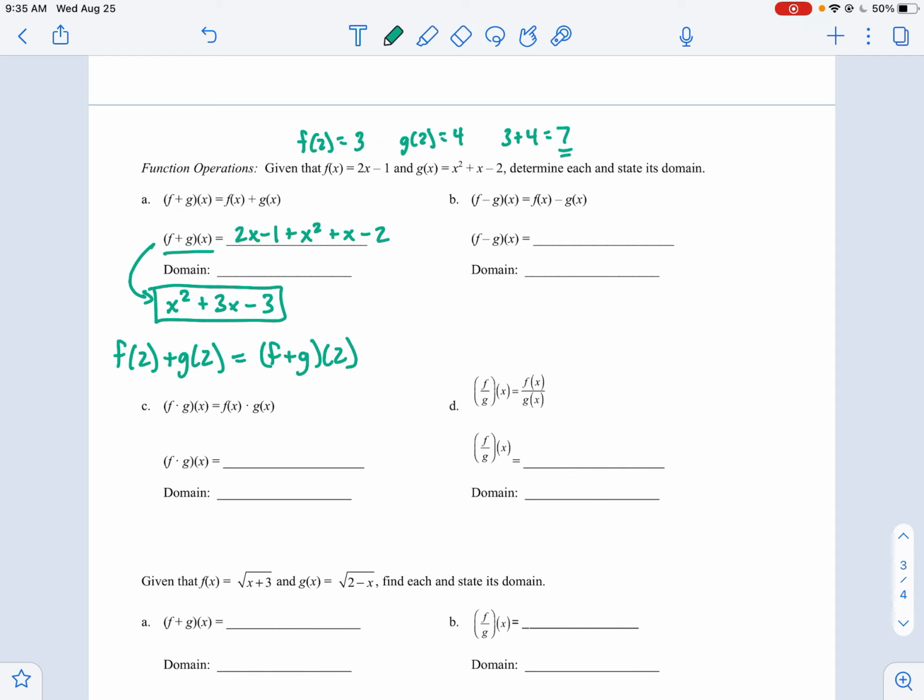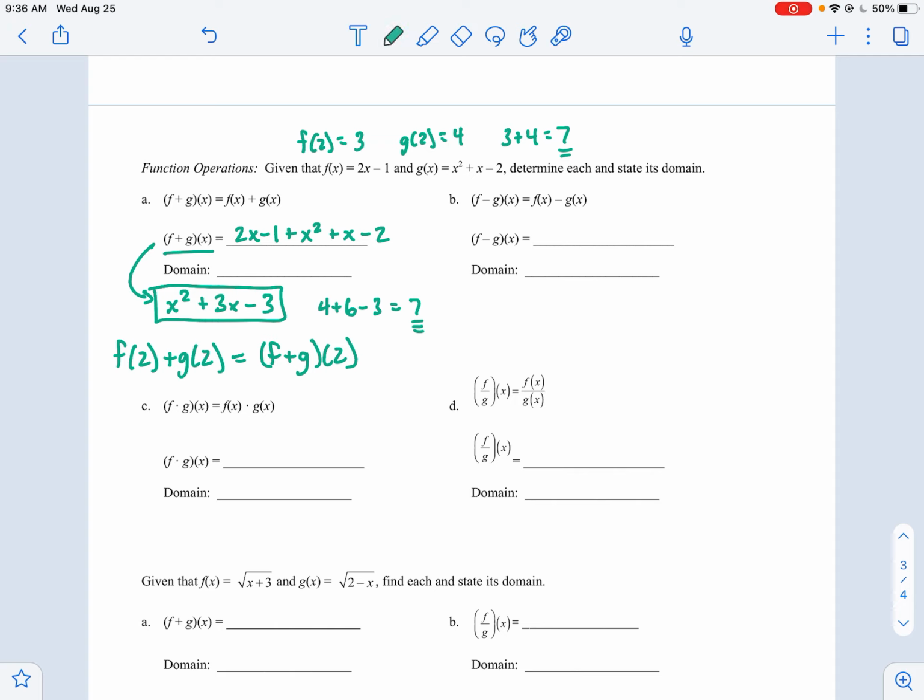Whereas if I had just plugged 2 into the new function down here, I would have gotten 4 plus 6 minus 3, which, by golly, is also 7. So it's basically saying that you could individually plug into the functions, or you could get this new function, which is what f plus g is, and then plug into that, okay?